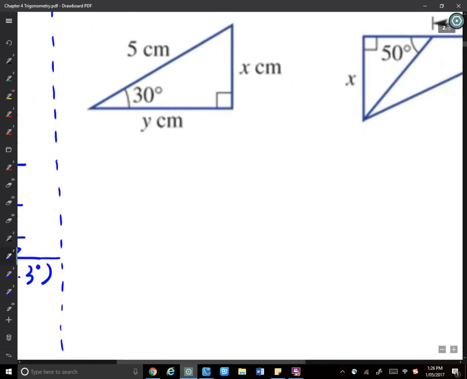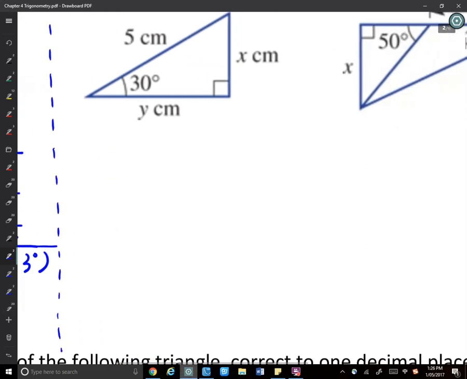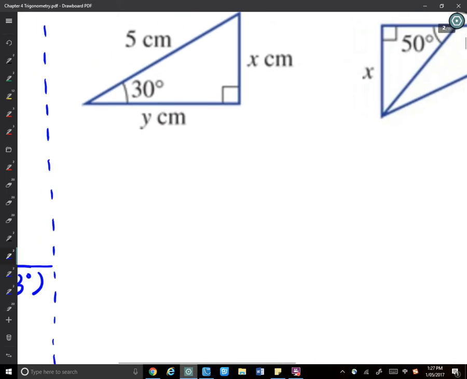Next one, I want to solve x and y values. What relationship will I use? Sine, cosine, and tangent, which one will I use? Sine and tangent, or sine and cos. So let's see which one is better. It's all correct method, but let's see which one is better to use.